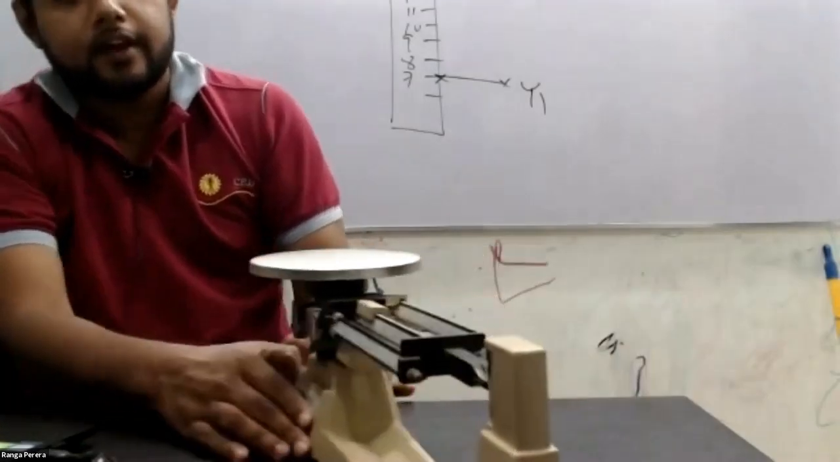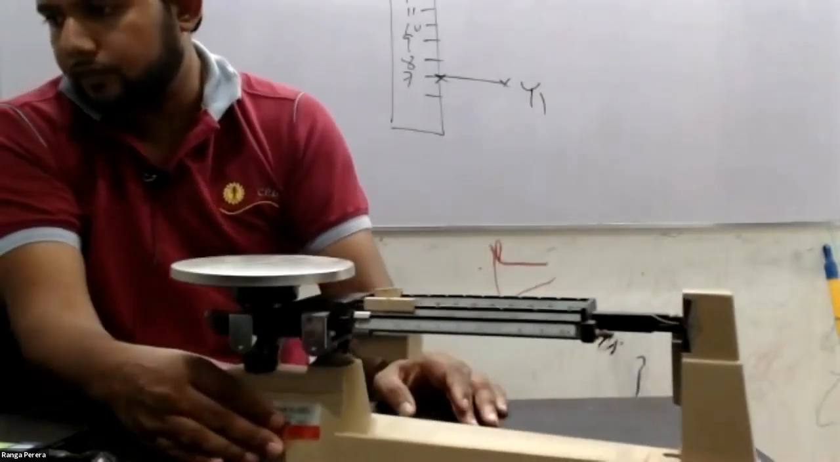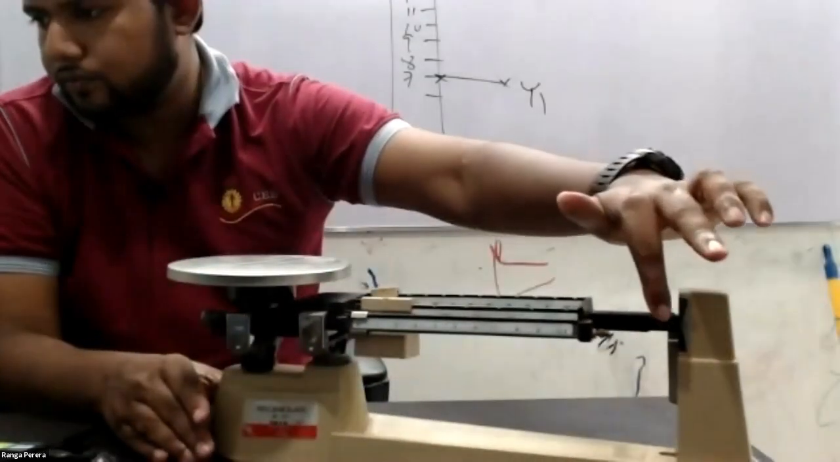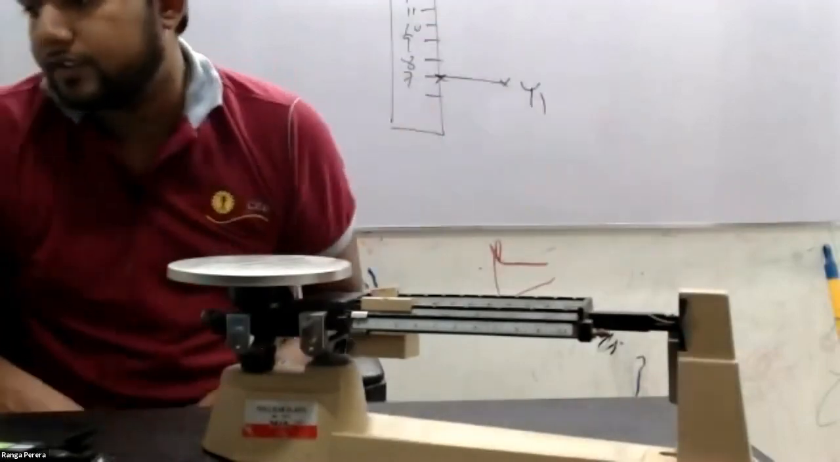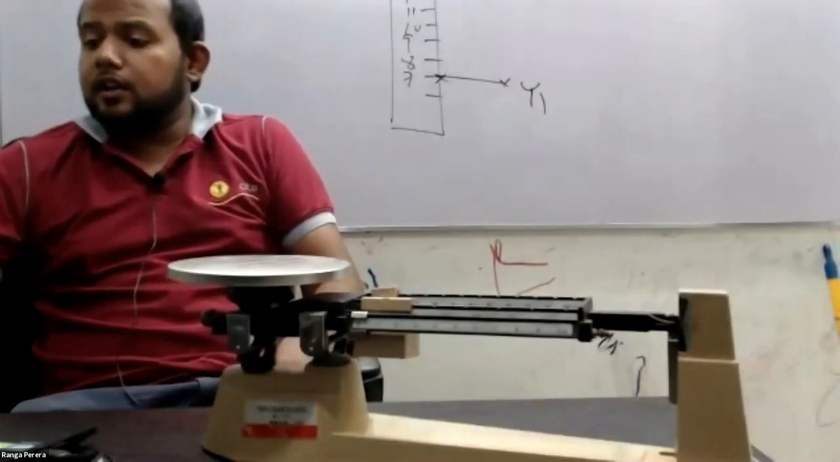So now it's exactly zero. Look here, it comes exactly to zero. The line and zero coincide. Can you see that, every one of you?